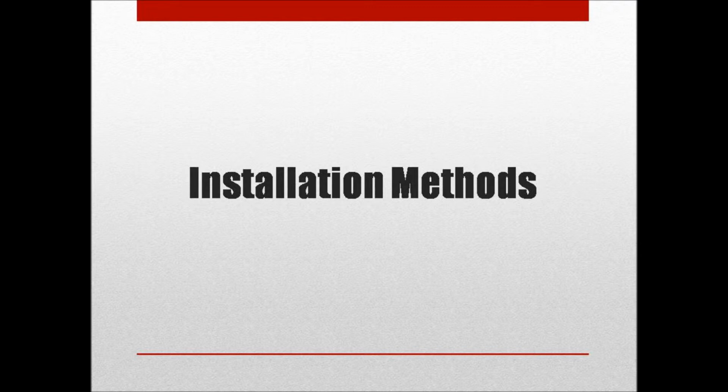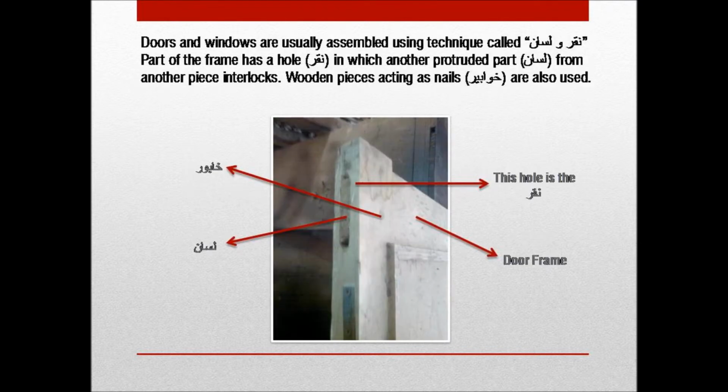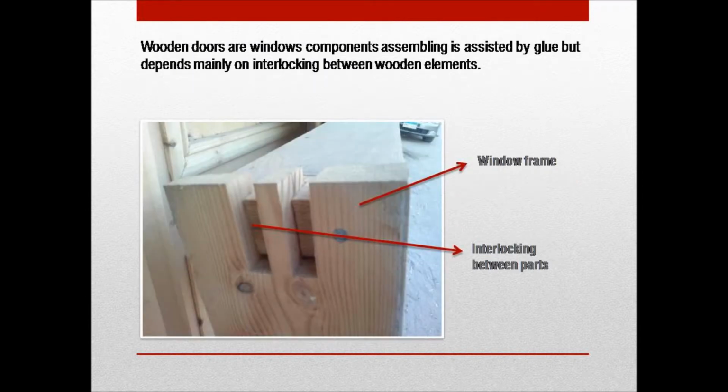Now, how are the doors and windows installed? In Egypt, they use a technique called knot lisan. A knot is a hole in one of the frames, and a lisan is a protruded part in another one. Then they're both interlocked, forming an attachment between the 2 frames, and sometimes glue is used to assist this. Wooden pieces called khabur are also used as they act as nails. Those elements are shown here in the pictures.